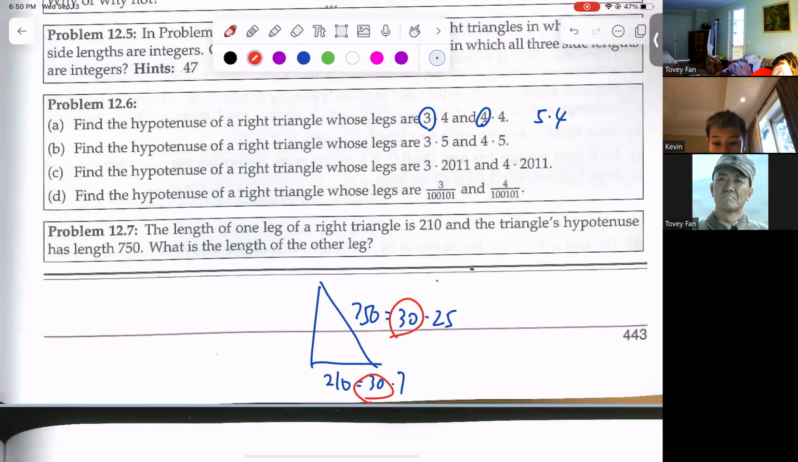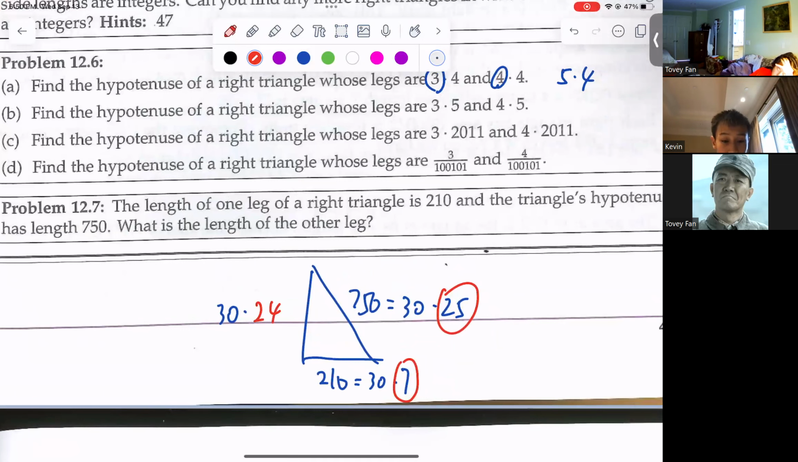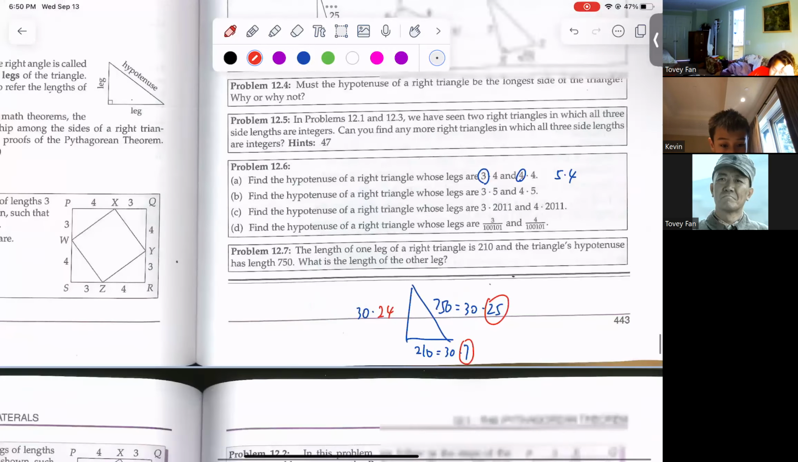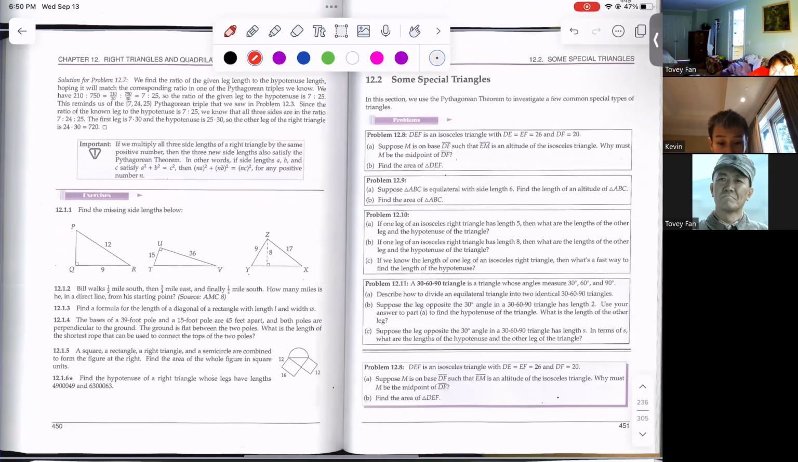So the multiple is 30, right? So the other side is 30 times a number. What is the other number? The other number is 25, which is, I think, 7, wait, 24. Yeah, 7, 24, 25. So the other side is just 30 times 24, which is 720. Make sense? Okay. Shouldn't be too hard, right?